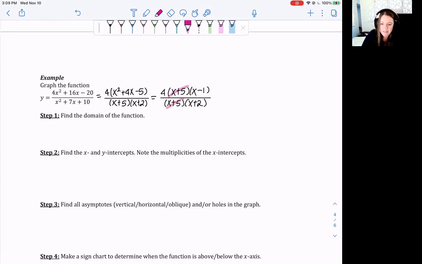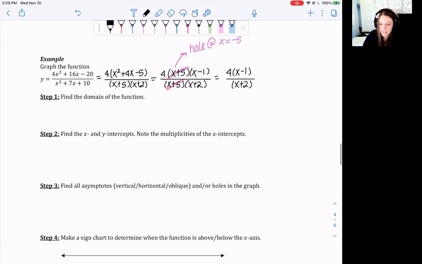All right, here's what happens. We factor it. The x plus 5s cancel. What that means is that there is a hole at x equals -5. We're going to come back to that idea in a little while. So we have 4 times x minus 1 all over x plus 2.